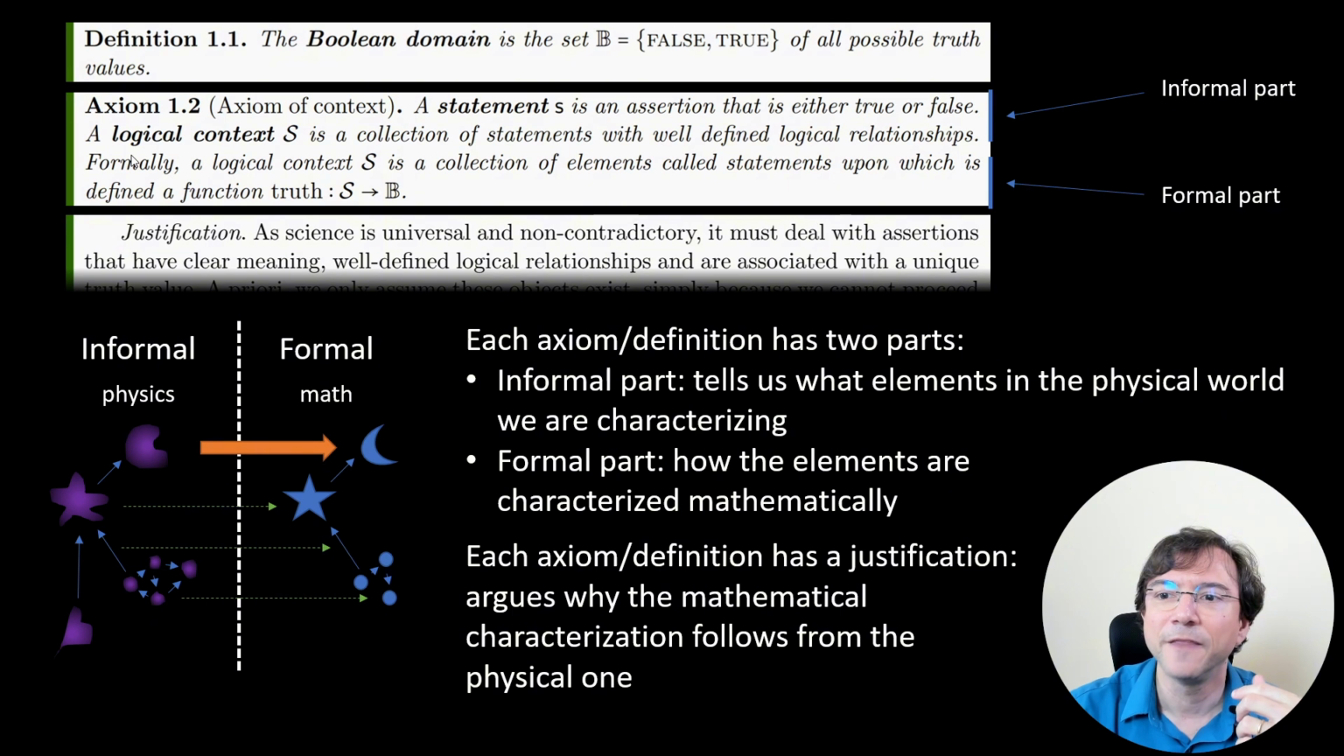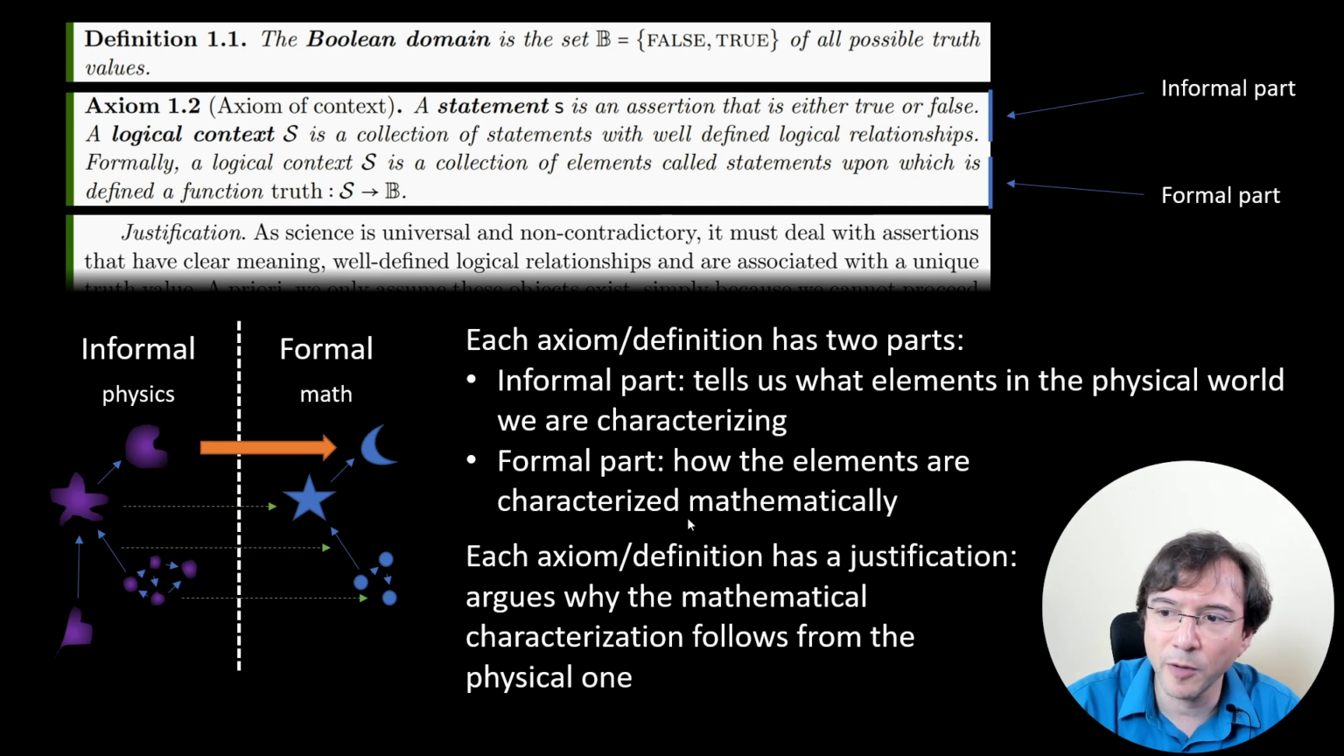So we're going to say that formally, a logical context S is a collection of elements, a set, and each element of the set is called a statement. And this context comes equipped with a function that for each statement is going to give us one of these Boolean values. So each axiom, each definition that we're going to have, is going to have two parts. The informal part tells us what elements in the physical world we are actually trying to characterize. And what we are trying to characterize really here are statements about the physical world.